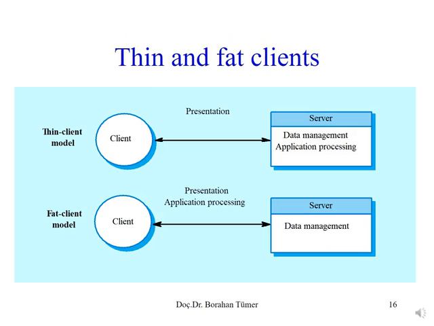And here you can see the diagram of both thin and fat clients. They both have their pluses and minuses. As you can see, the network, that is the middleware, is in between the presentation layer and the application processing layer in the thin client model, and in the fat client model, the middleware is between the application processing layer and the data management layer.